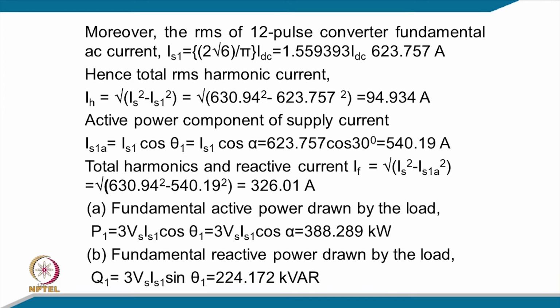And the fundamental active power drawn by the load will be 3 Vs1 IS1 cos theta 1, so that is 3 Vs Is cos alpha, and it is 388.289 kilowatt. And the fundamental reactive power will be Q1, that is 3 Vs Is1 sin theta 1, and it comes, after putting the value, 224.17 kVAr.